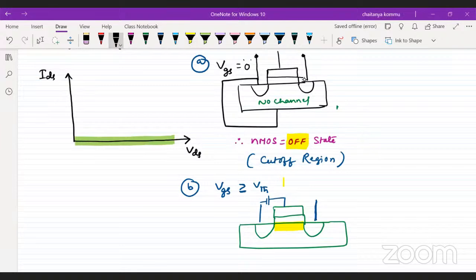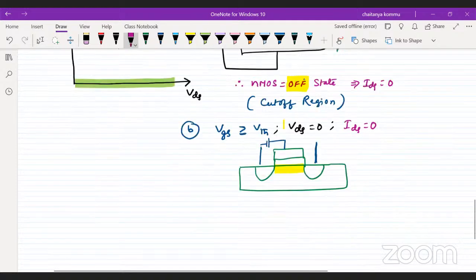Okay, so if we are not applying VDS, that is VDS equal to 0, then IDS value is also equal to 0. If there is no channel, the IDS value is equal to 0. Here also the IDS value is equal to 0. But a specific name is there for this one.